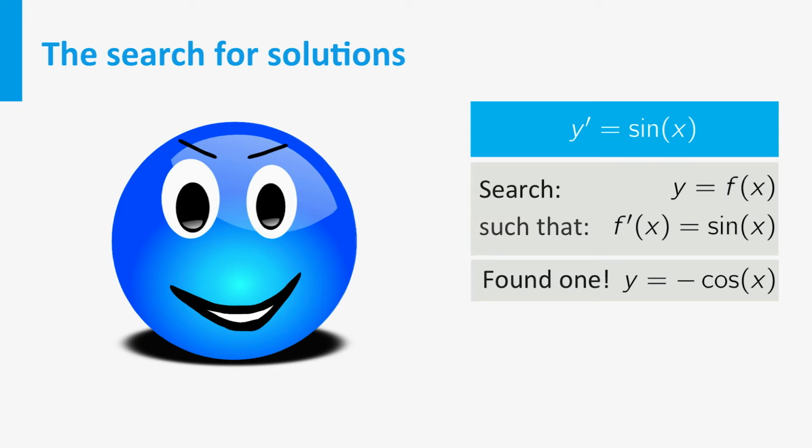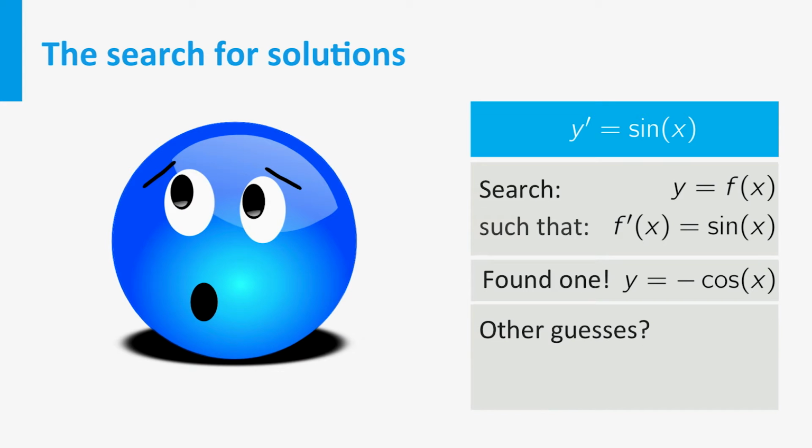But is this the only solution? My students also guessed y is equal to minus 5 times cosine of x, or y is equal to 7 minus the cosine of x. Are these guesses right? For this, we can just differentiate the guesses and check whether the answer equals sine of x. If you do this, you will find out that the first isn't a solution, since the derivative isn't equal to the sine of x. But the second is.